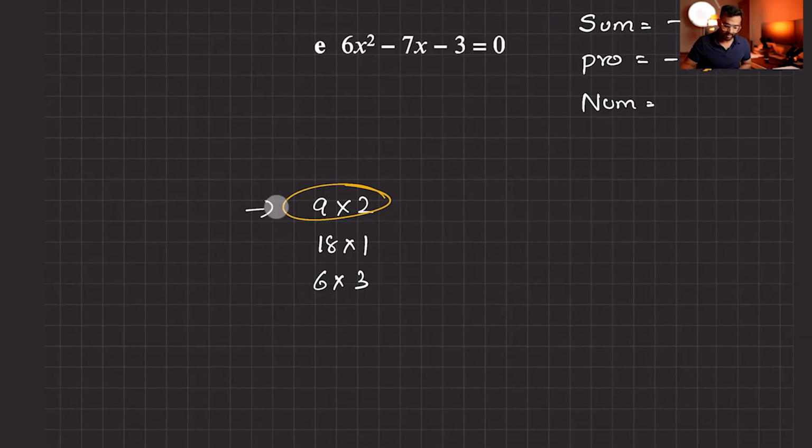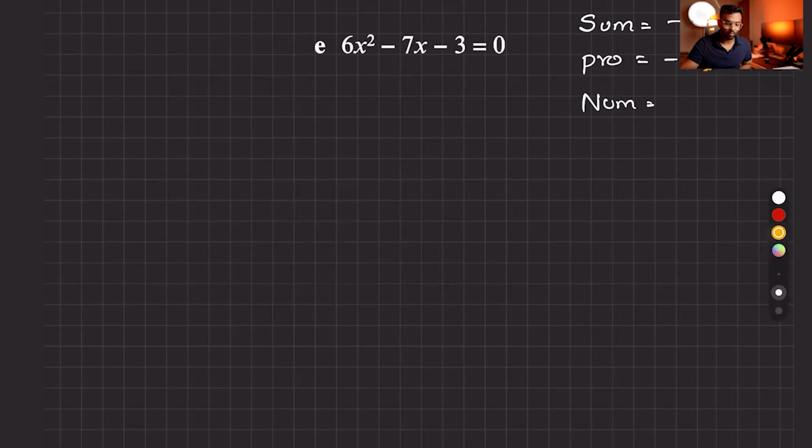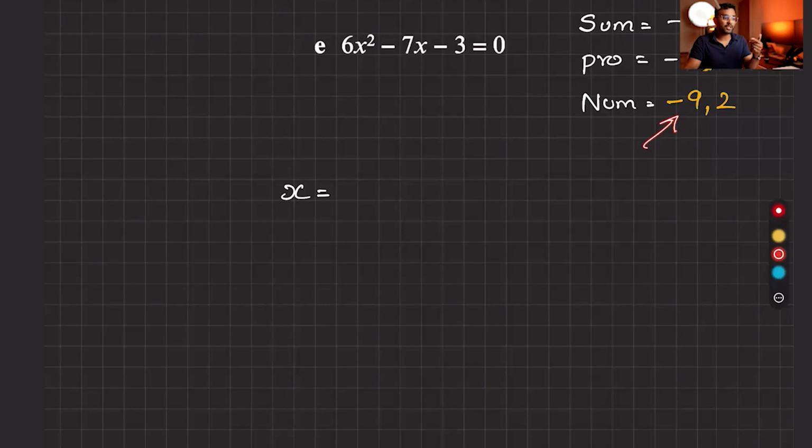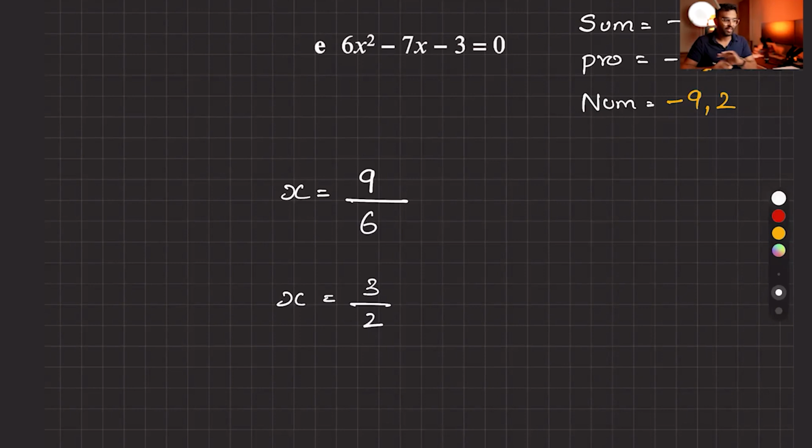Okay? So what would it be, guys? It would be minus 9 and a positive 2. Clear? We found the numbers. So far, good. Now all you need to do: x equals, take that number. What do we do, guys? We change the sign, remember? So that'll become positive 9, divided by the number in front of x squared, a 6. Simplify it, 3 by 2. Done. That's one of your solutions.